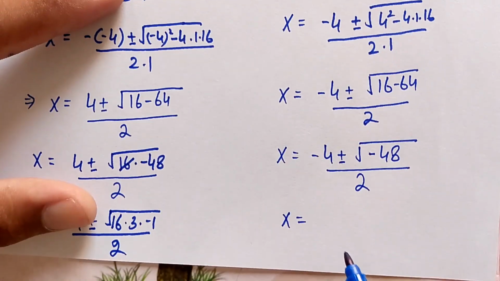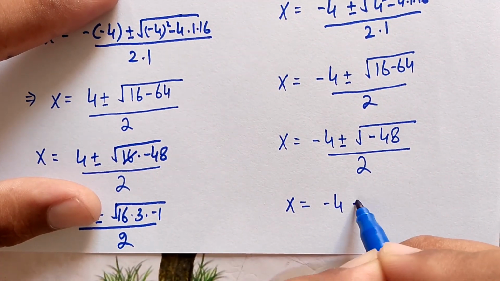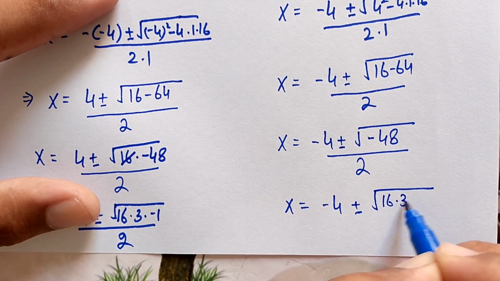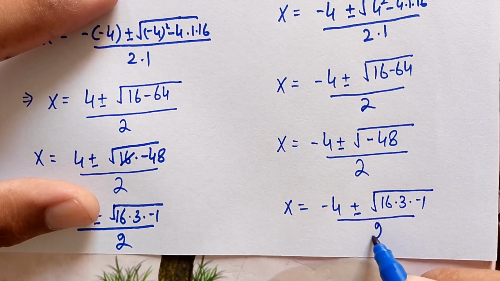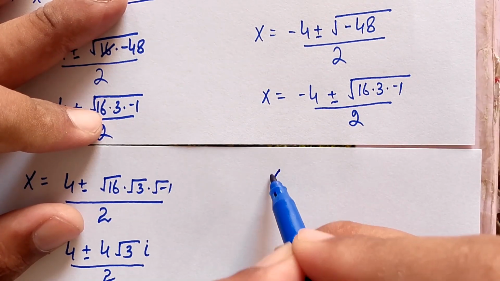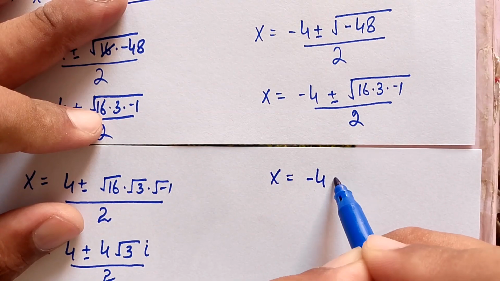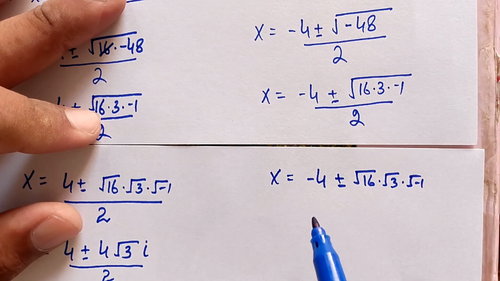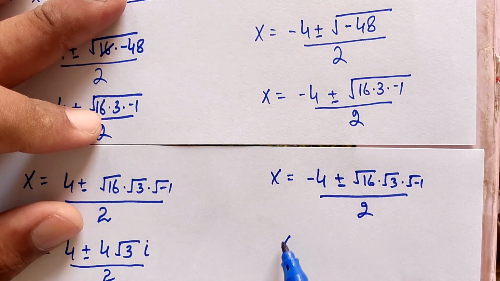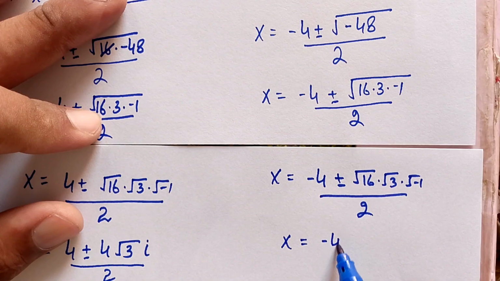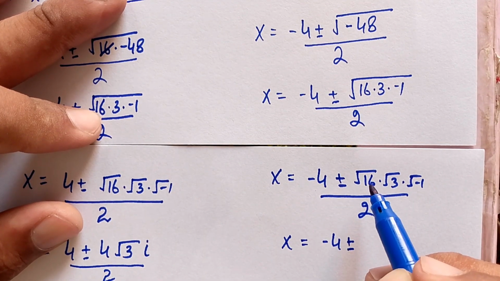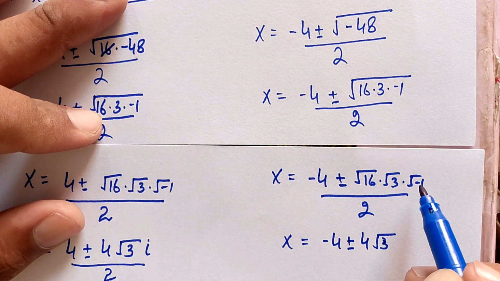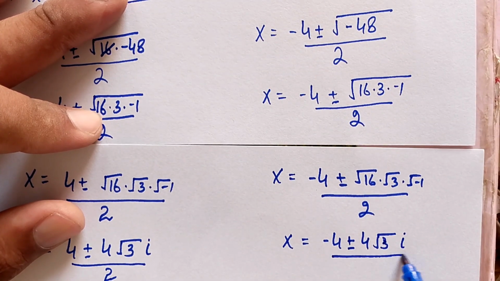x is equal to minus 4 plus minus square root of, this minus 48 is equal to 16 times 3 times minus 1, divided by 2. x is equal to minus 4 plus minus square root of 16 times square root of 3 times square root of minus 1 divided by 2. Here square root of 16 is equal to 4 times square root of 3, and here square root of minus 1 is equal to i, divided by 2.